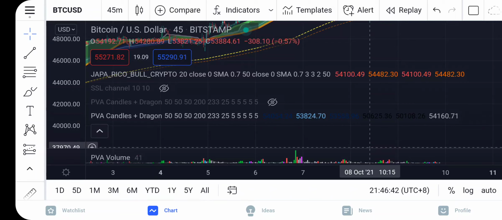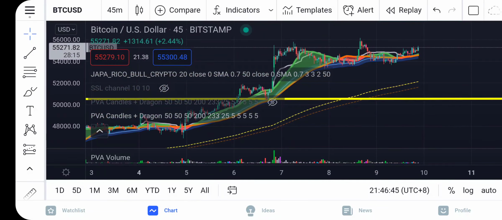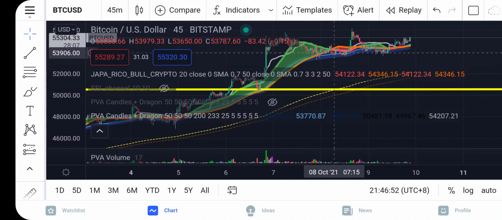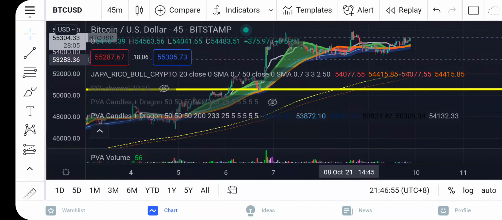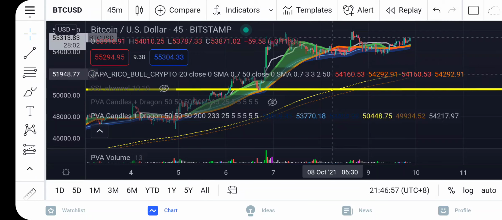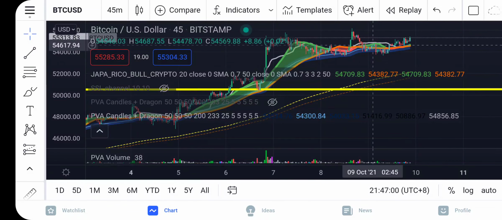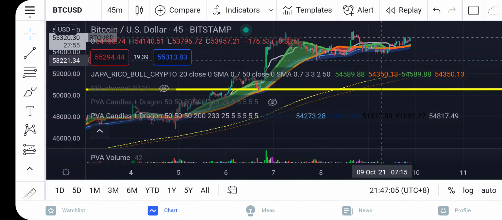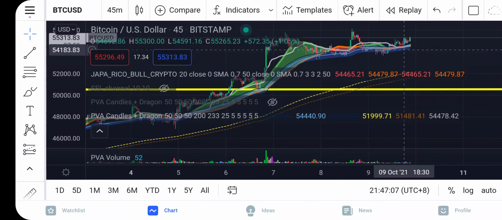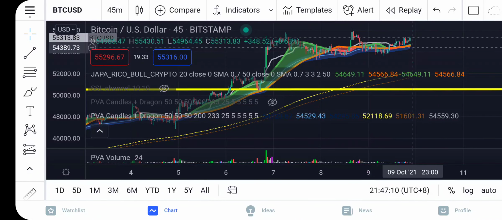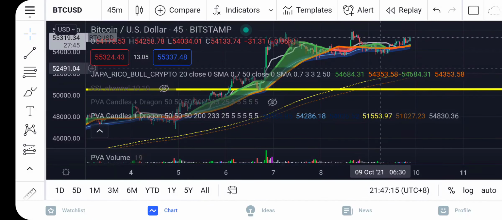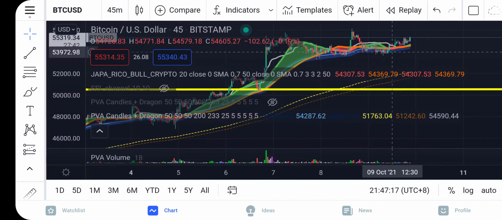On the 45-minute chart, you can see a few times that it was showing me, for example here, an opportunity to go short, but price actually went up. So this is one time when it didn't work. And here as well, it didn't work, because it showed me a signal to go long, but actually price went down. And now it's showing me to go short, but price is going up again. For this one, I'm not really sure because I need to wait and see how it will go.